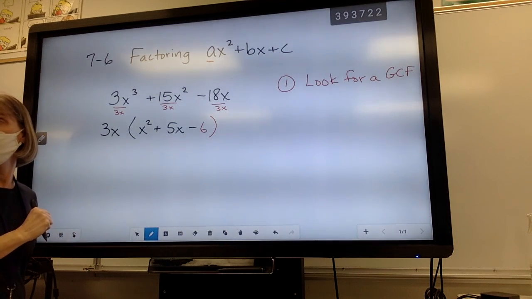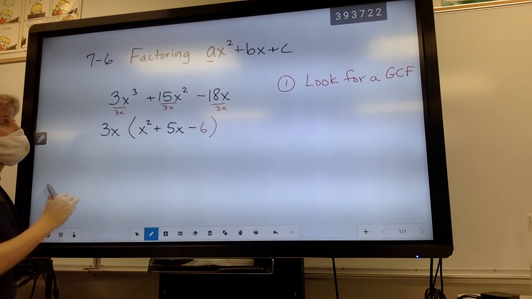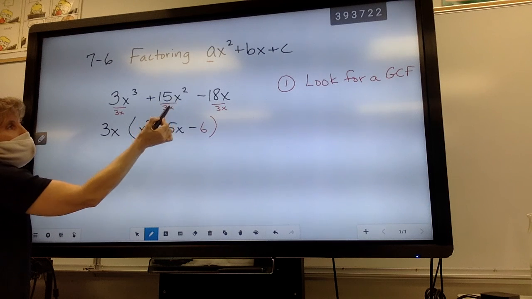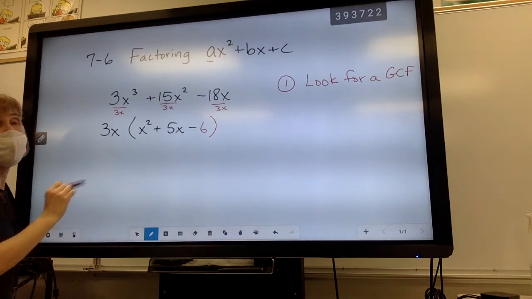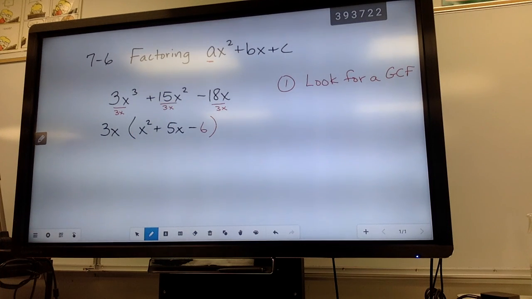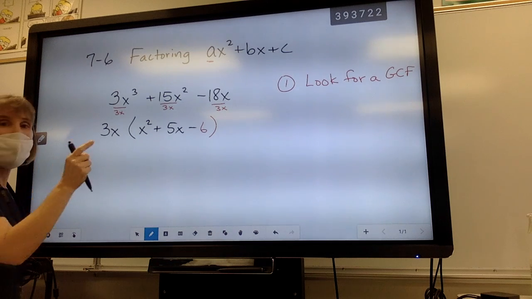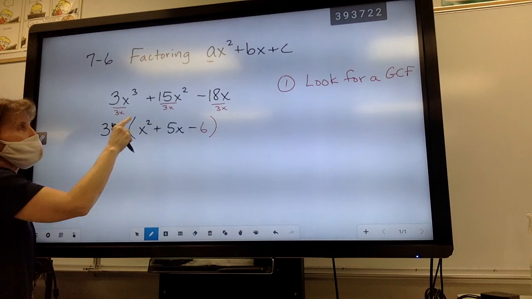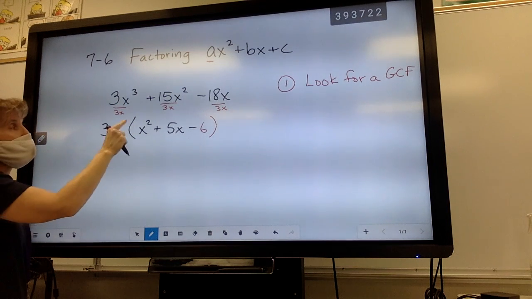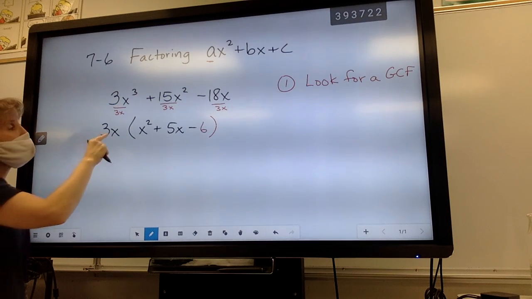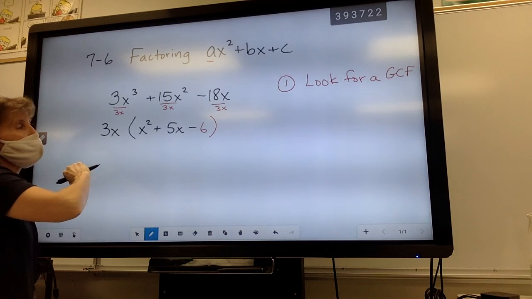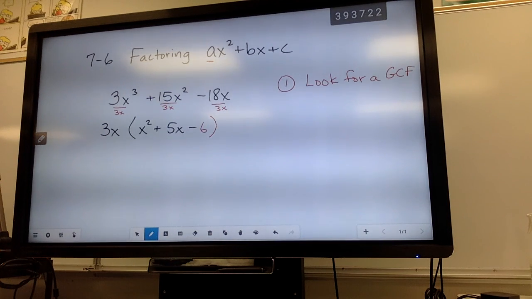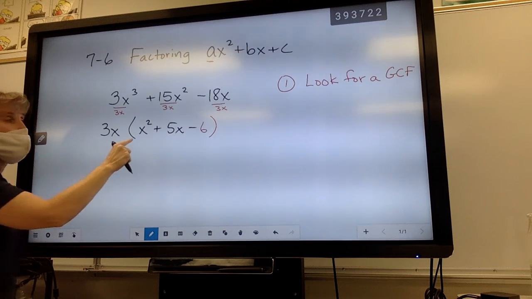James? What if that 5x was squared? No, because it's squared, but I took out an x. So when I divide here, I subtract the powers and I just have x to the first left. And remember, you can check your work when you take out the GCF by distributing. 3x times x squared is supposed to be a 3x cubed. 3x times 5x will give me the 15x squared. 3x times the negative 6 will give me the negative 18x.